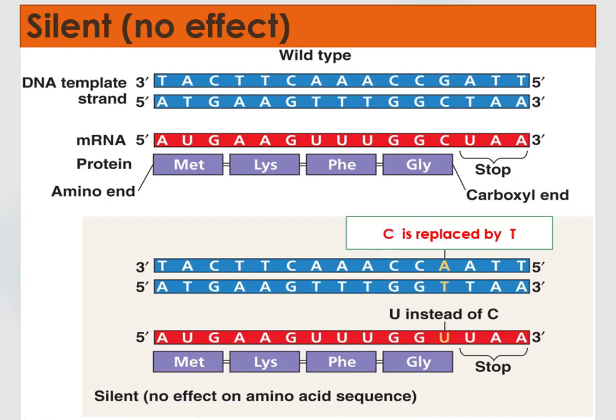As we see from the diagram, C is replaced by T. GGC codes for glycine and the mutated form GGT also still codes for glycine. GGC and GGT are both alternative codes for glycine. Since genetic code is degenerative, glycine has more than two alternative codes. Due to this reason, the mutation has no impact or effect on the amino acid sequences of a protein.